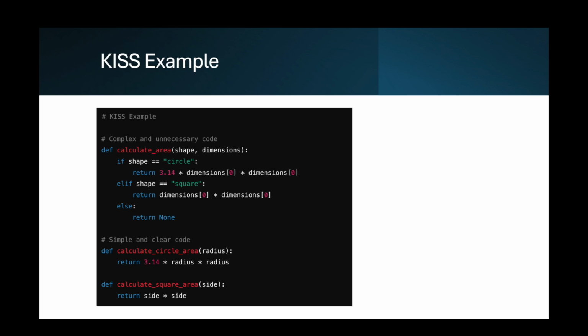Now here is simple and clear code, where I am using whatever we wrote above in two different functions: calculate circle area and calculate square area, which are called directly. So instead of making it more complex, we can create simple functions and call them directly.